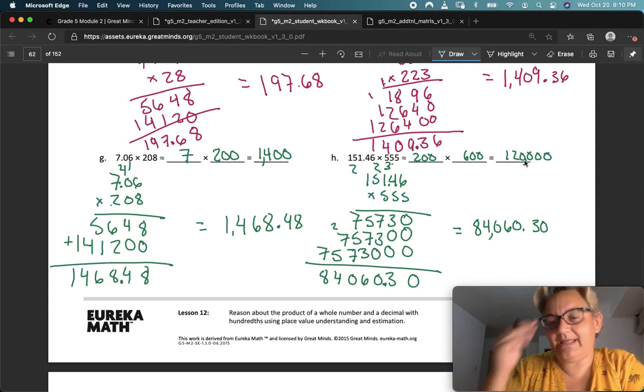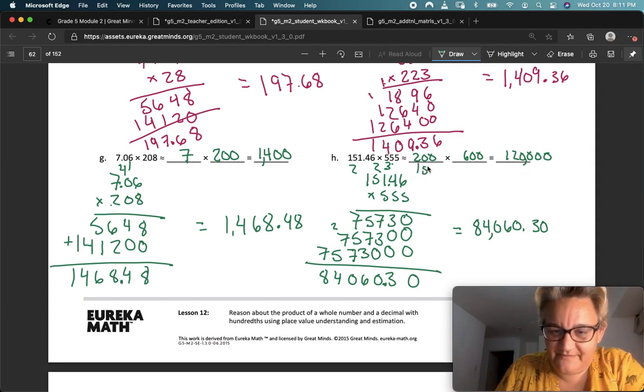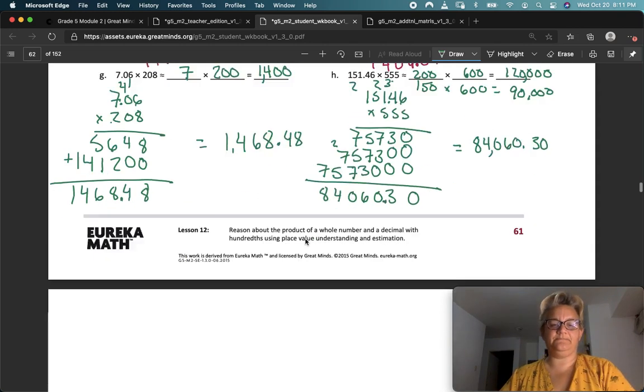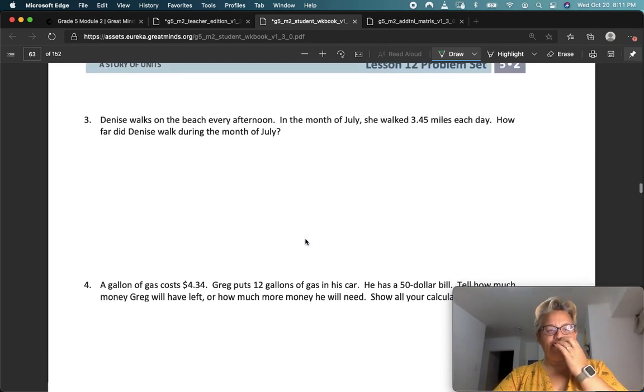120,000 is big, but if we had kept this at 150, that would have been 6 times 15 would have been 90,000, right? We could have done that, and that would have been a closer estimate. It just depends on where you want to round to find your estimate. Okay. All right, number 3.